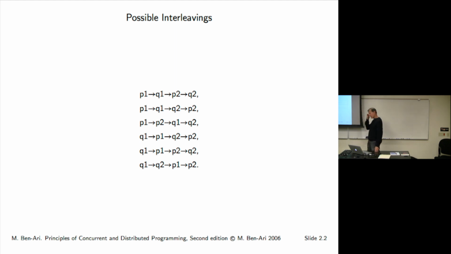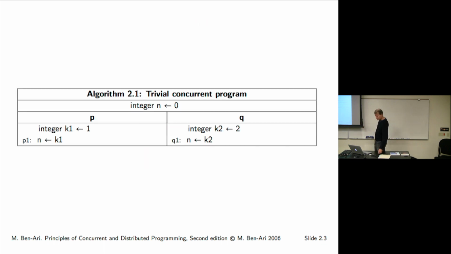So now, let's take a look at how our author displays concurrent algorithms. So first is algorithm 2.1. Again, this is a figure from the book. And here's algorithm 2.1. It's called a trivial concurrent program. And it's just to illustrate the format of how we display concurrent programs.